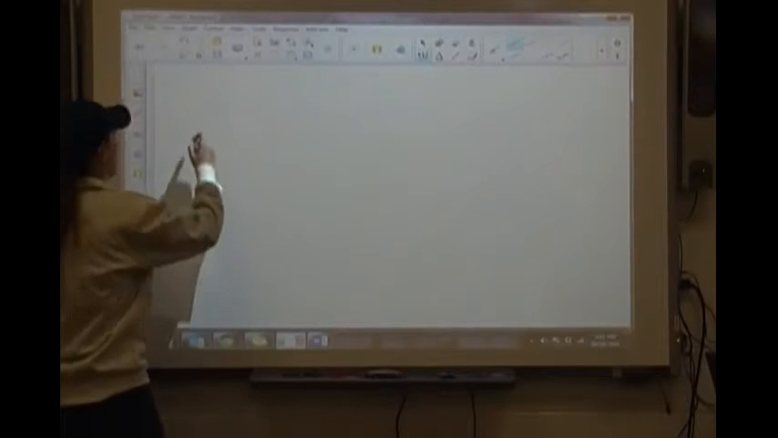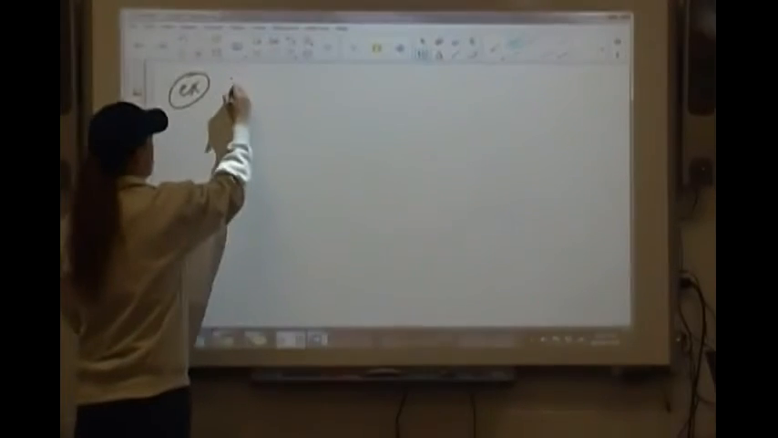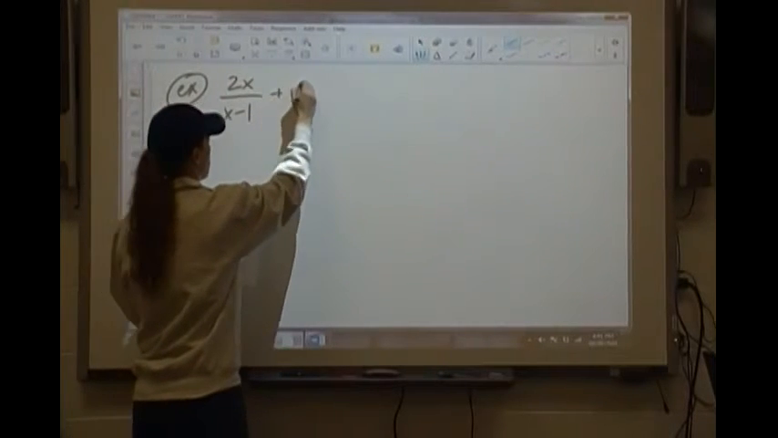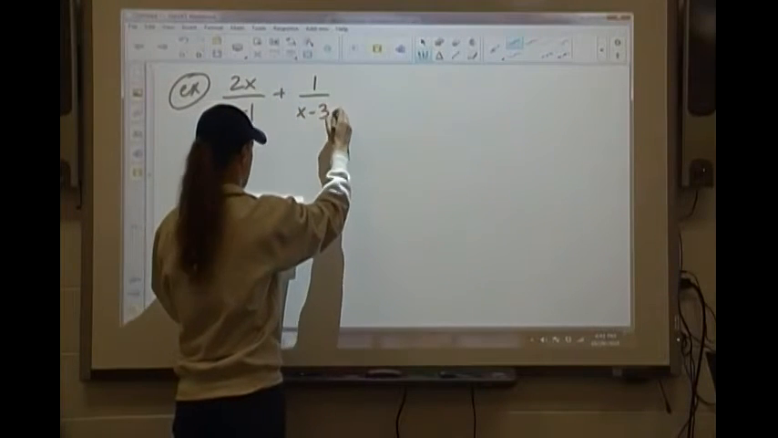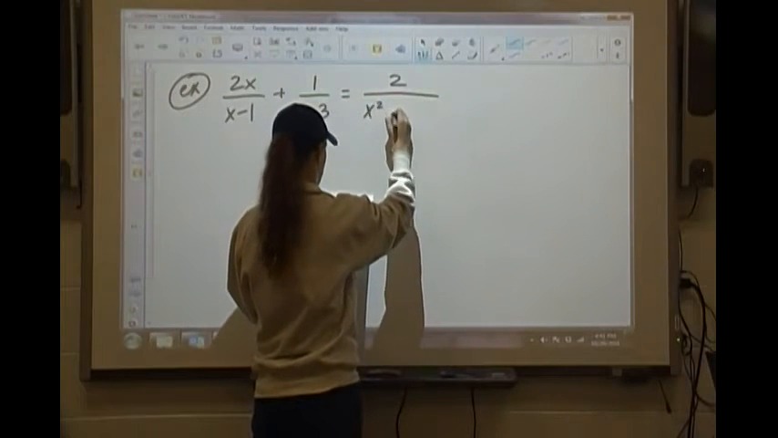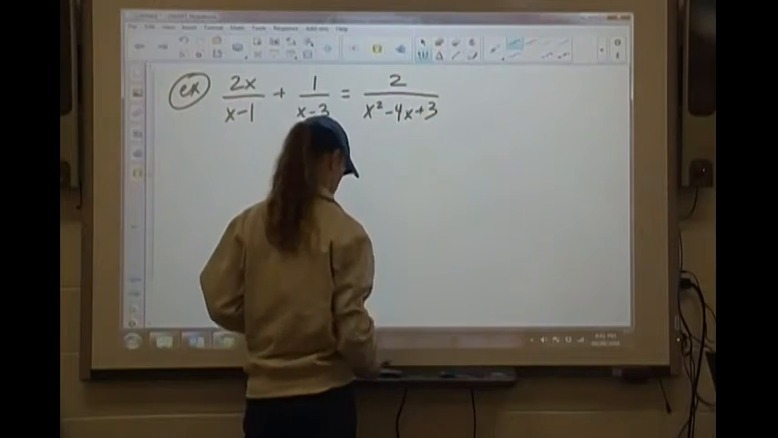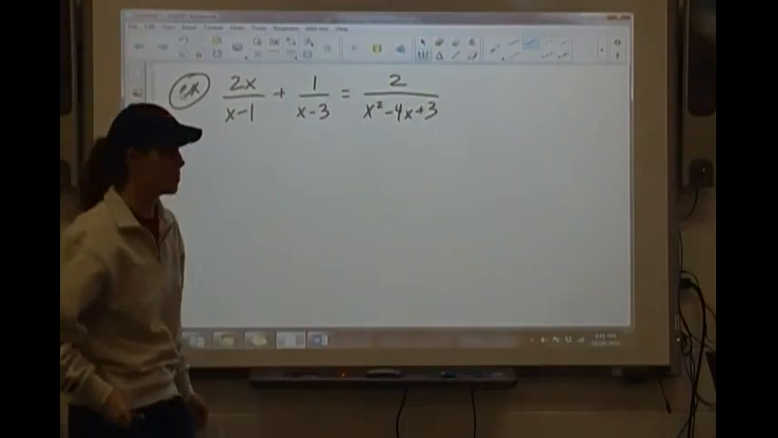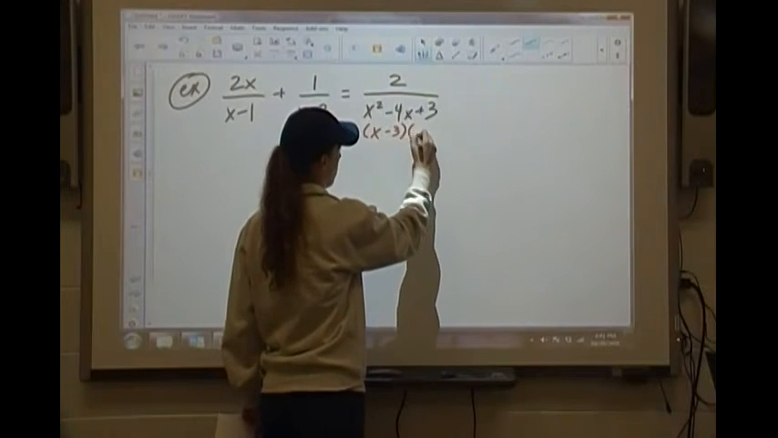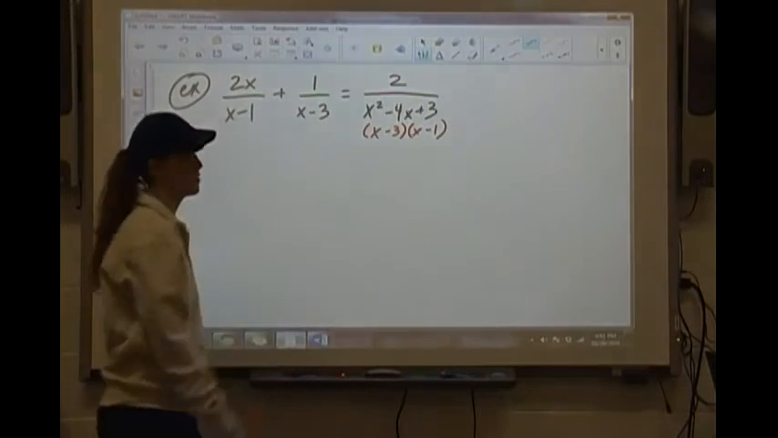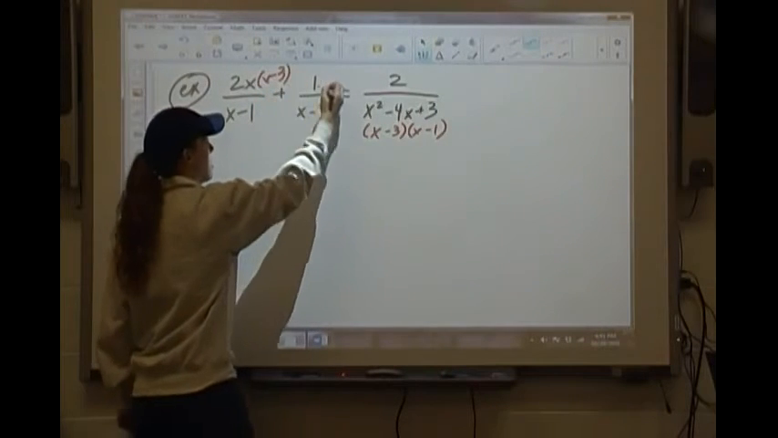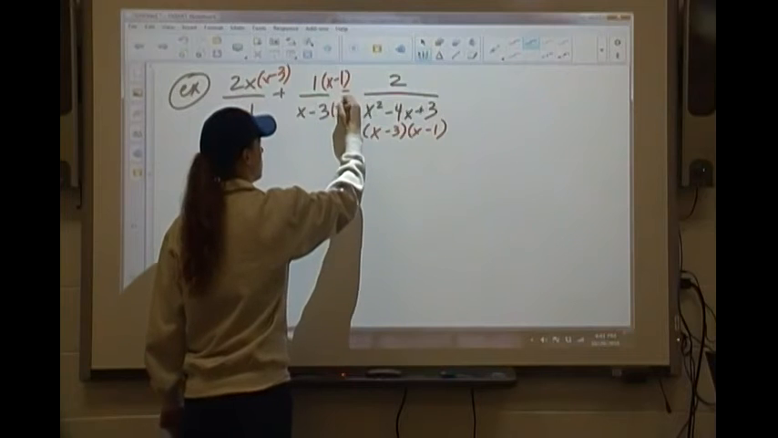For our next example, we have 2x over (x minus 1) plus 1 over (x minus 3) equals 2 over (x squared minus 4x plus 3). For starters, we always want to find that least common denominator. If we factor here, we get (x minus 3)(x minus 1), which happens to be the other two pieces of our denominator, which is great. So the only thing we're missing here is an x minus 3. Here we're missing an x minus 1.